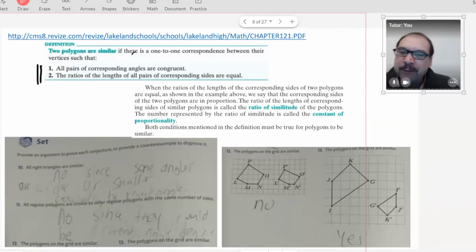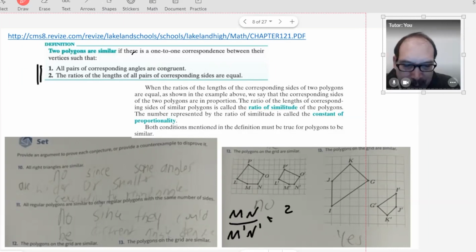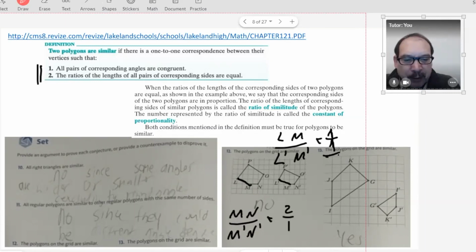Based on a definition of similarity, if you need to prove that things are not similar, you have to show that the ratio of corresponding sides is not equal. So for example, MN over M'N' is going to be 2 over 1. But if I use these sides, LM over L'M', this ratio is 1 over 1. So because the ratios are not equal, the figures are not similar. If you don't show the reason, don't show the proof, that's not right.